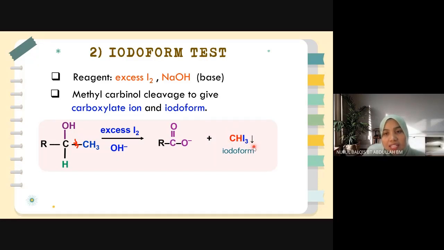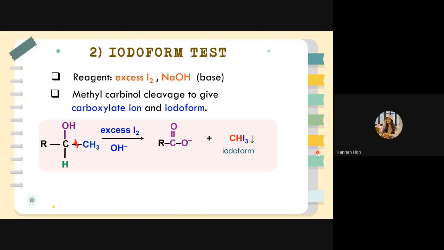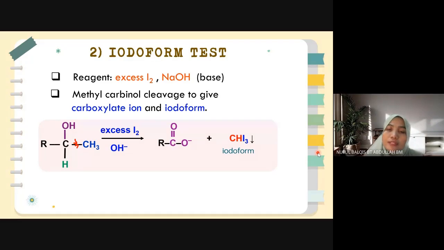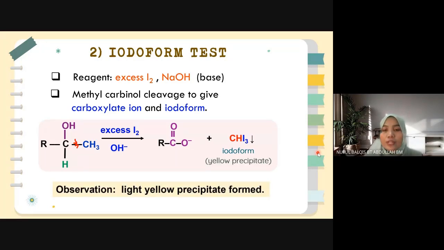What does this arrow mean? Arrow pointing downwards. Maksudnya kita form apa? Precipitate. So the observations for this iodoform test, if you got iodoform, maksudnya positive result, you will have light yellow precipitate formed as your observation.